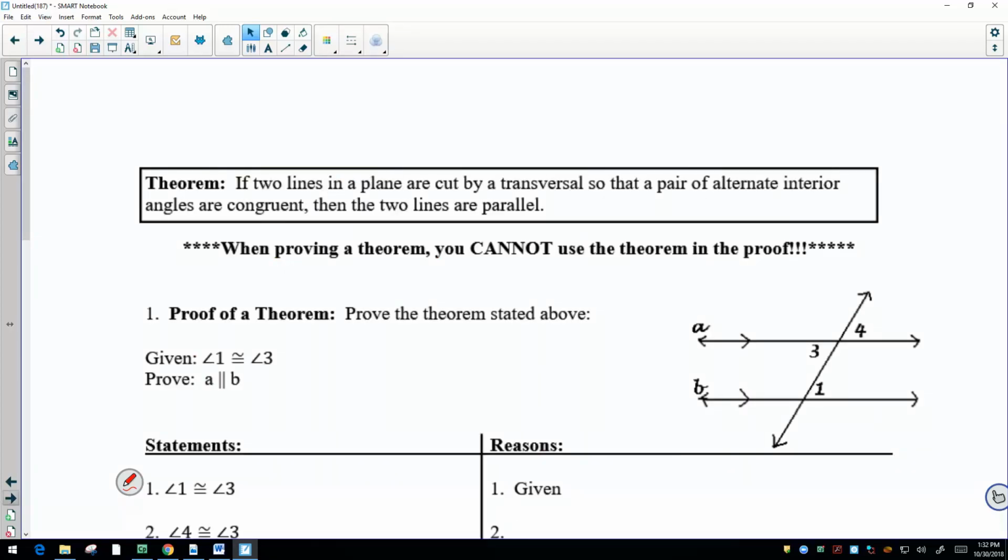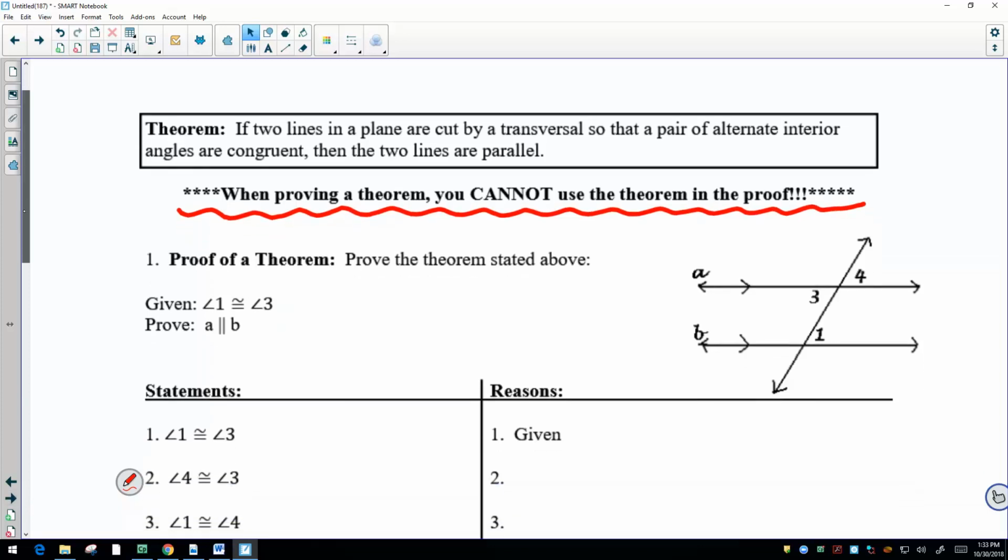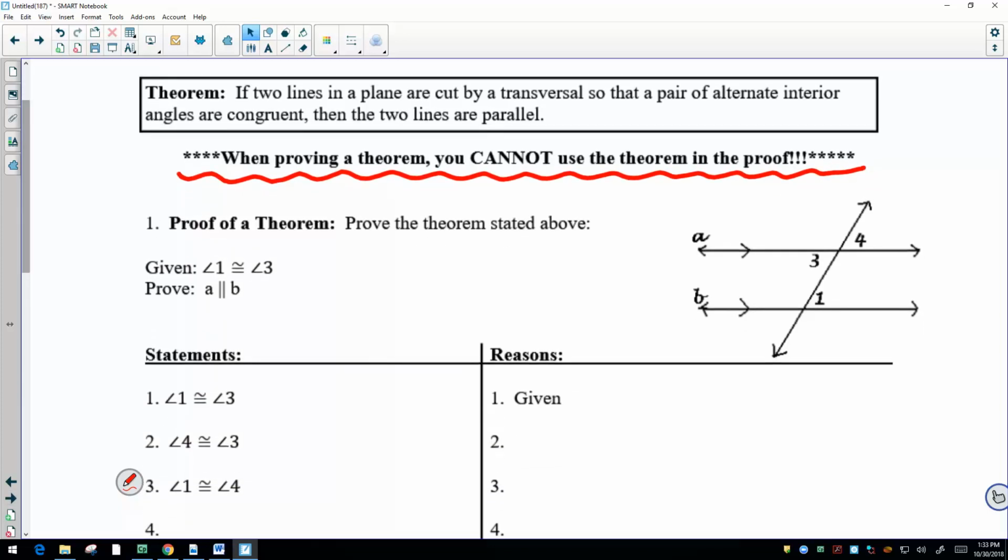So here's an example. Here's a theorem. If two lines in a plane are cut by a transversal so that alternate interior angles are congruent, then the lines are parallel. And we're going to prove this theorem. One really big thing here is when you are proving a theorem, you can't use that in the proof. I'm proving it. I don't know if it's true or not. So I have to use other methods. Basically, I can't say anything about alternate interior angles in this proof.